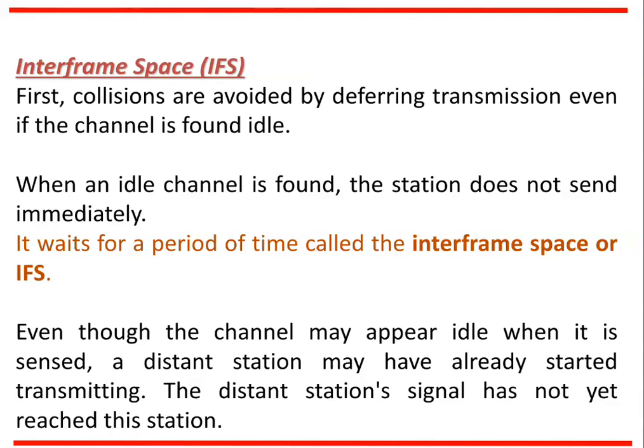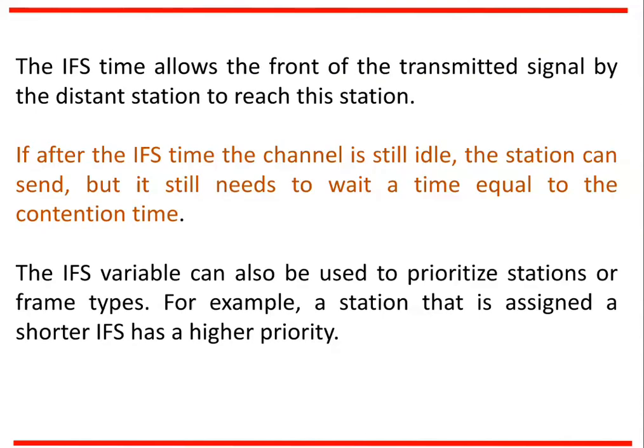So in order to avoid that, we use the interframe space, that is a period of time during which, even though the channel is idle, the station waits. If after the interframe space the channel is still idle, the station can send, but it still needs to wait a time equal to the contention time. And by using an interframe space, we can prioritize the stations. That is, a station that is assigned a shorter interframe space has a higher priority.